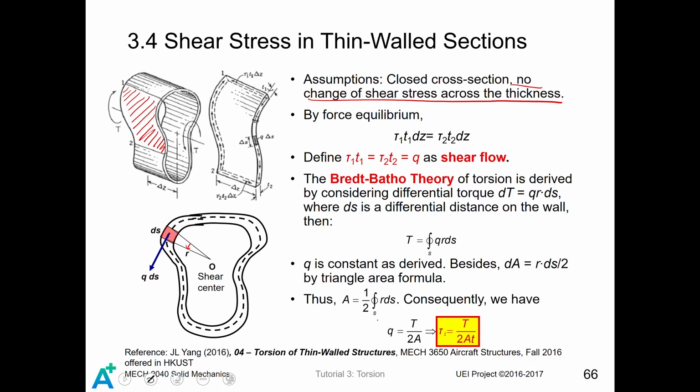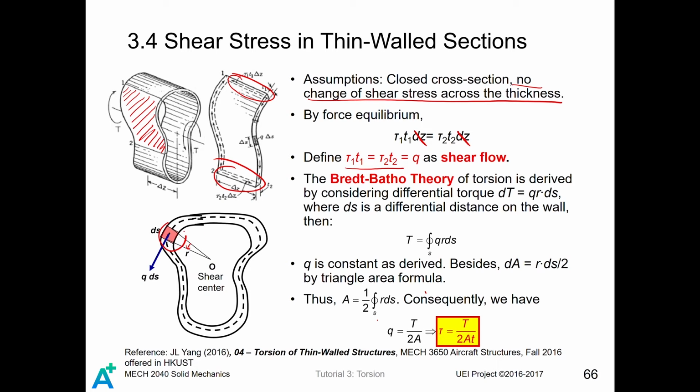Then, by considering those two forces, we know that tau1 T1 dz equals tau2 T2 dz. By cancelling the dz out, we have tau1 T1 equals tau2 T2 equals q. It is an important quantity in solid mechanics called the shear flow. The theory is derived by considering the differential torque dT equals q r ds.